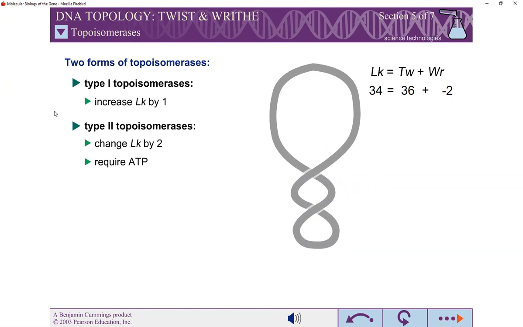So the basic difference: type 1 topoisomerases act over negative supercoiling and induce positive supercoiling. Type 2 topoisomerases act over positive supercoiling and introduce negative supercoiling. Type 1 topoisomerases increase the linking number by 1. Type 2 topoisomerases decrease the linking number by 2. Type 1 topoisomerases never require an ATP molecule. Type 2 topoisomerases always require an ATP molecule. A type 2 topoisomerase is DNA gyrase.